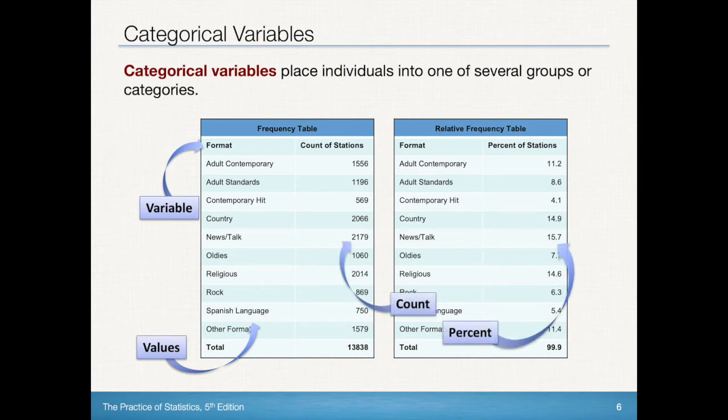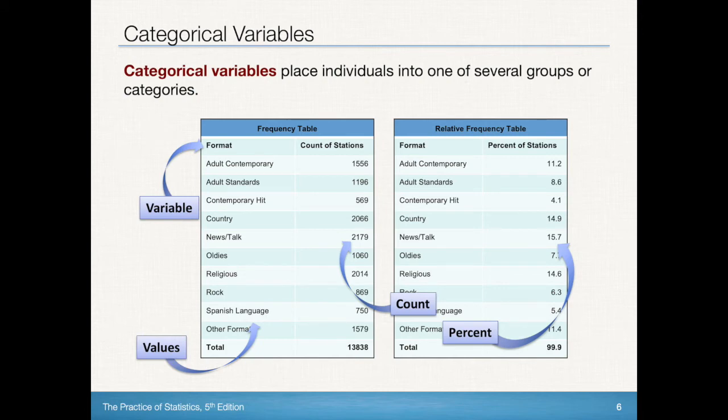And so if we take a look at something like adult contemporary, we can see that there's 1,556 of them in the total of 13,838 radio stations. So if we did that as a fraction, if we did 1556 divided by 13,838, what we would get is 11.2, or the relative frequency of the adult contemporary radio stations.